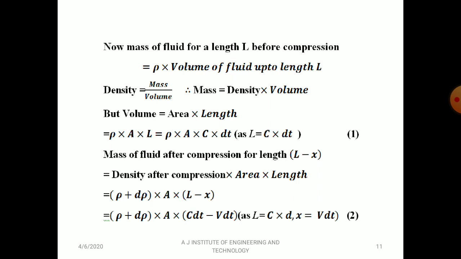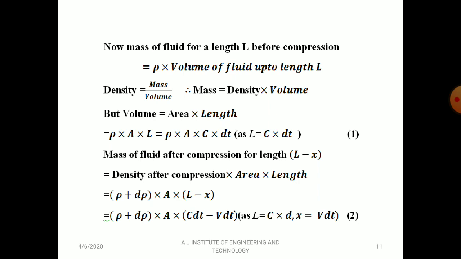Now, the mass of the fluid for a length L before compression, because we are going to apply the continuity equation here: mass before compression equals mass after compression, because mass is not going to change because of the compression. Only density, pressure and temperature are going to change. So there is no variation with respect to mass, so mass remains the same according to the continuity equation.